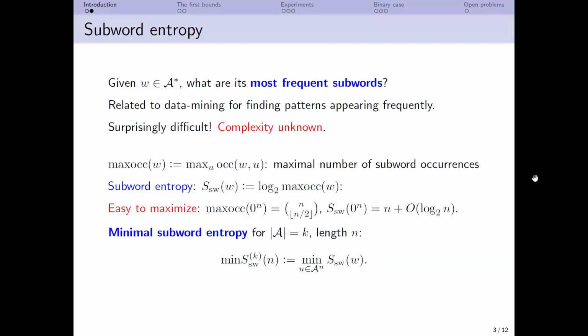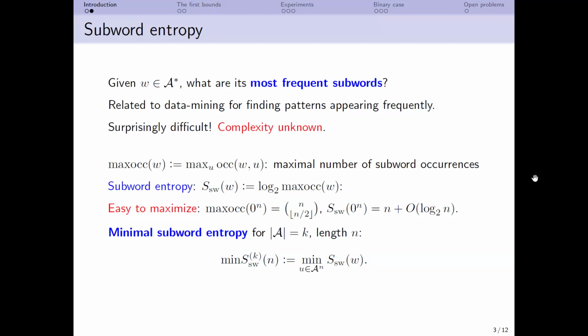And if we look at this function, we want to consider its extrema. We see that it's very easy to maximize this quantity. We just take the word composed of only one letter. Then, of course, the most frequent subword would be the word of length n over 2, if the word was of length n. Then we can compute the subword occurrences. It's just a binomial. And then the subword entropy, taking a log of it, would be just n plus something, minus something, more or less. So it's easy to maximize. Then the difficult problem is to try to minimize this quantity.